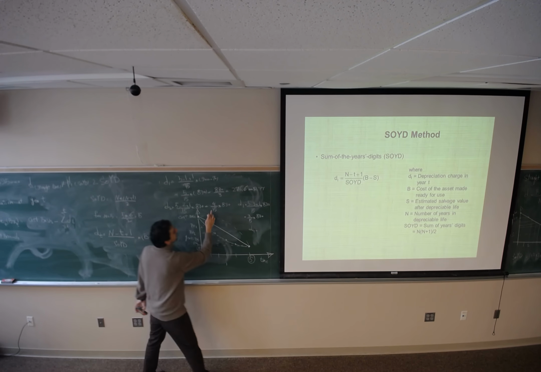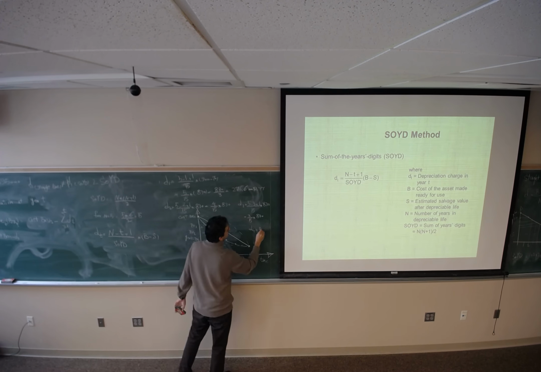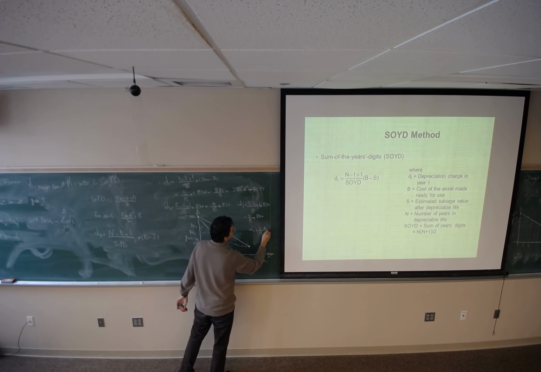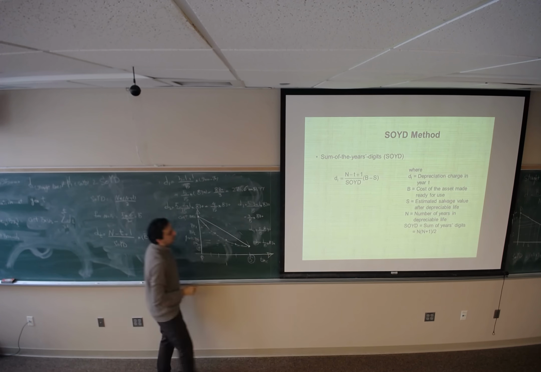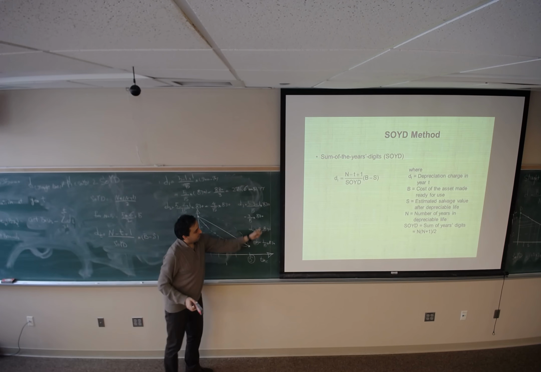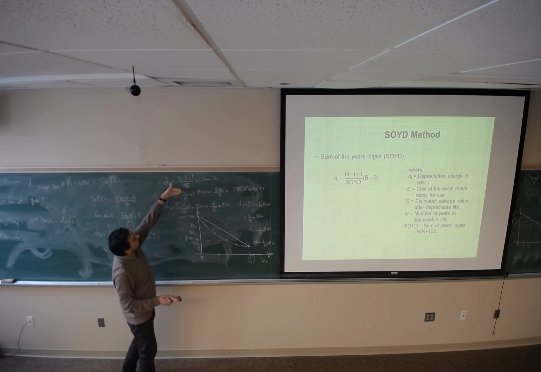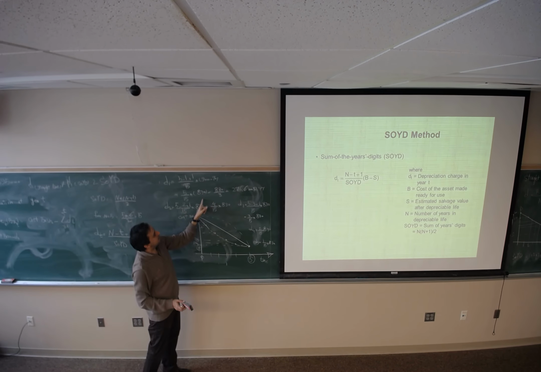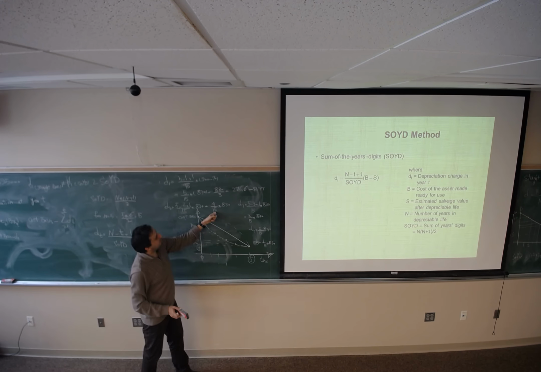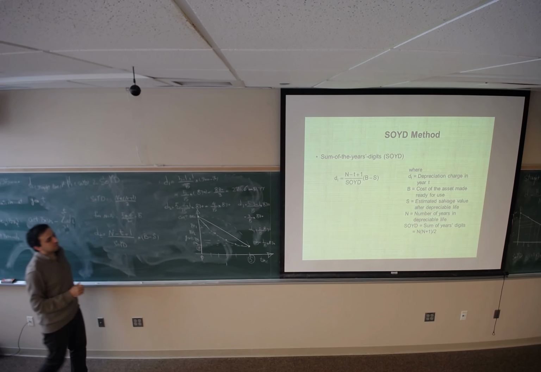D4 is going to be 2 dividing by 15 times 830, and D5 would be 1 dividing by 15 times 830. So as you see, the depreciation over the years is decreasing from 5 over 15 times 830 to 4 dividing by 15, then 3 dividing by 15, and then the last one is 1 dividing by 15.